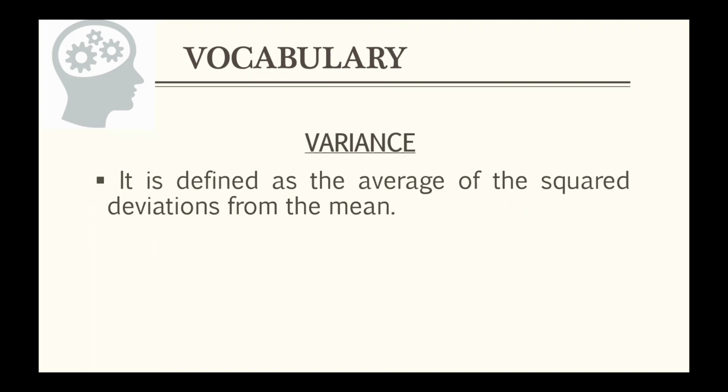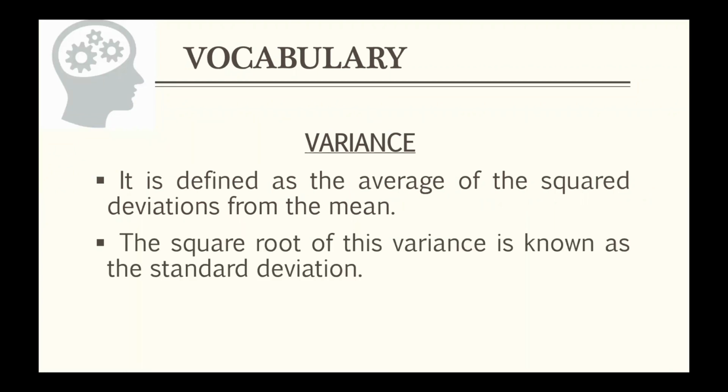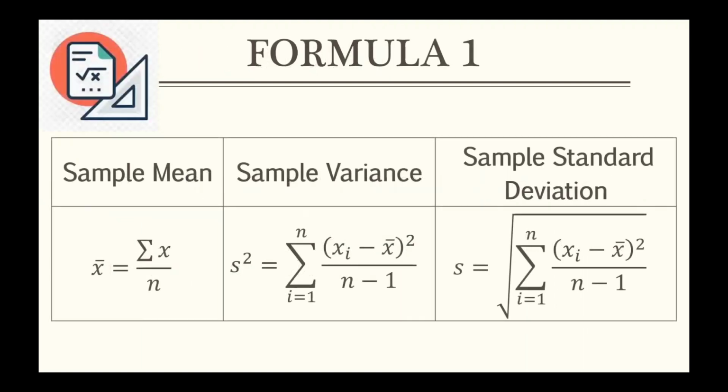Variance. Variance is defined as the average of the squared deviations from the mean. The square root of this variance is known as the standard deviation. There are two formulas to compute for the sample variance and sample standard deviation. In formula number 1, we have here the sample mean.